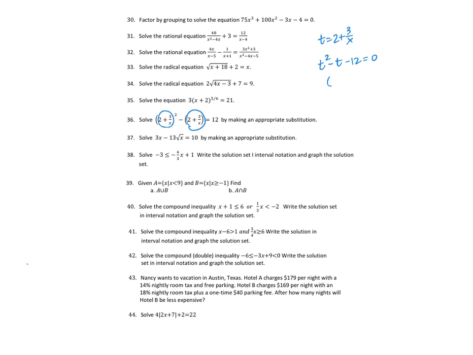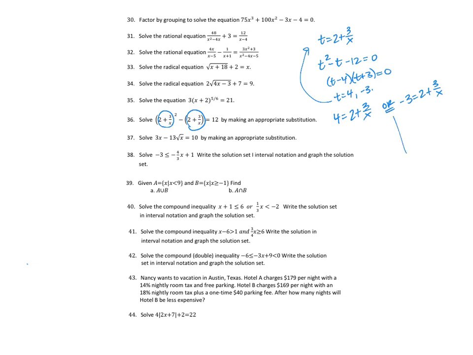And if I factor that, I'll get t minus 4, t plus 3. So t is equal to 4 or negative 3. And so now I'm going to plug those two back into my original function. So I'll get 4 is equal to 2 plus 3 over x, or I can get negative 3 is equal to 2 plus 3 over x. And so I can solve these two independently of each other.